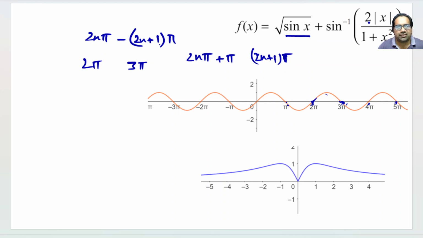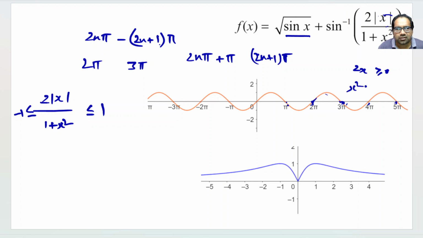Now, whether this x satisfies the other condition or not, that means 2 into absolute value of x by 1 plus x square should be between minus 1 and plus 1. Firstly, there is this absolute value of x, so the numerator is always greater than or equal to 0. x square is also always greater than or equal to 0. That means 2 absolute value of x by 1 plus x square will always be greater than or equal to 0. It will not even be negative; it will always be positive.